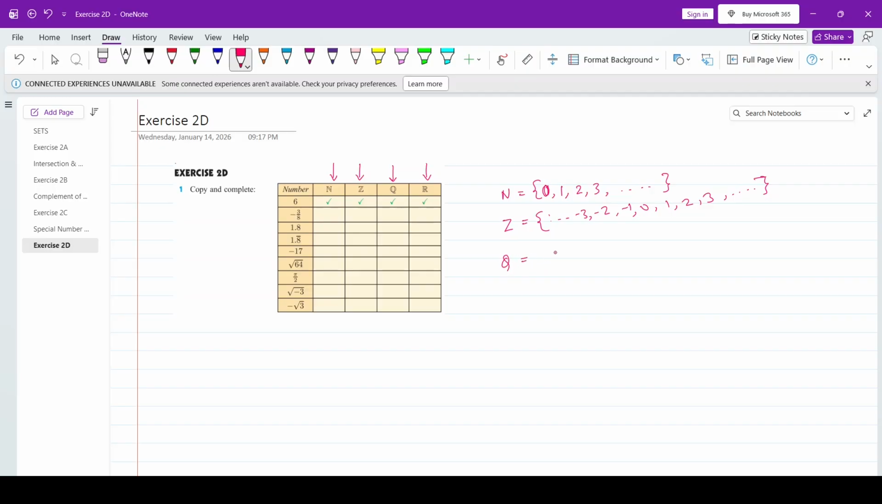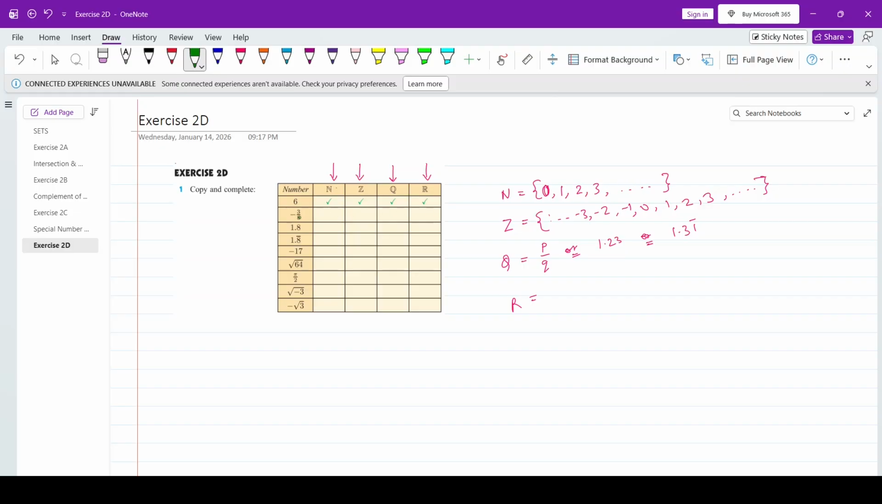Rational numbers are of the form p divided by q, or 1.23 or 1.31 bar. And real numbers are any other numbers that are not imaginary. So let's take the example of natural numbers and check each number. So 6 is a natural number. Yes, it falls under this set.